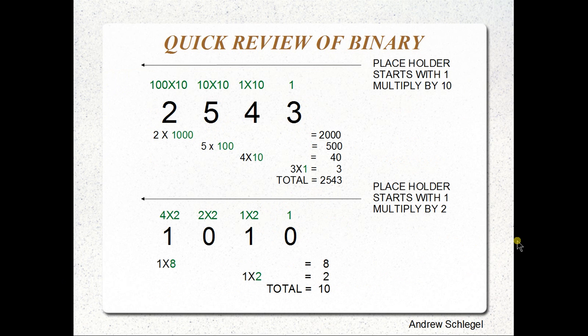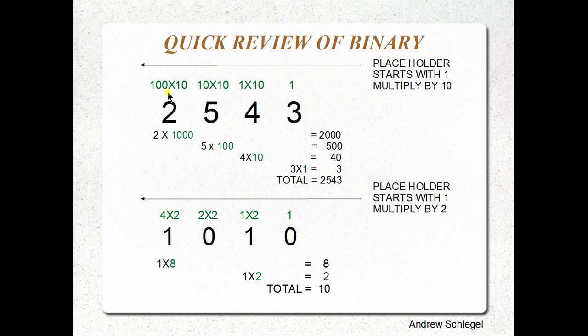So we're going to take a look at this. First, a quick review of numbers. Everybody knows this, so let's take a look at the number 2,543. Each position is a placeholder. This is your ones place. Multiply that by 10, and this is your tens place. Multiply that by 10, and this is your hundreds place. Multiply 100 by 10, and this is your thousands place. So each time you go to the left here, all you do is multiply by 10.